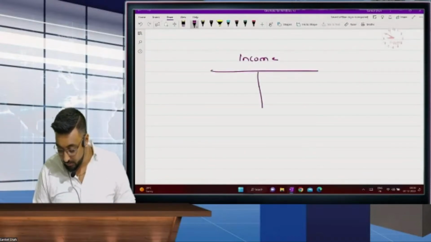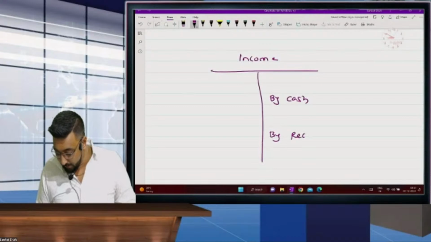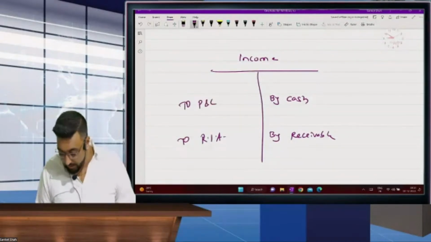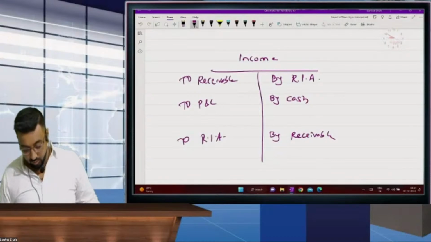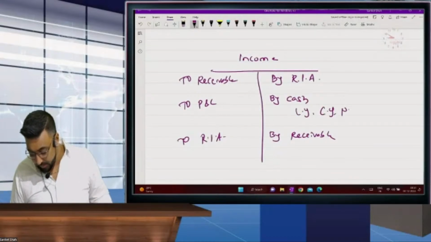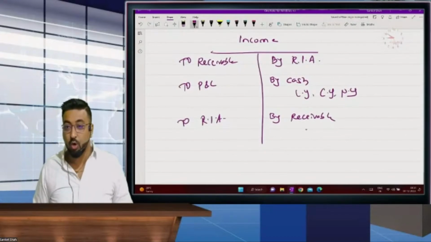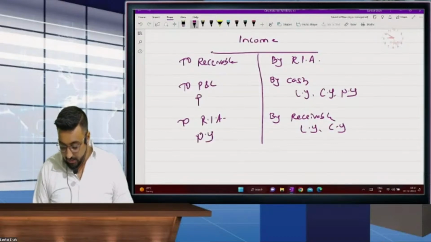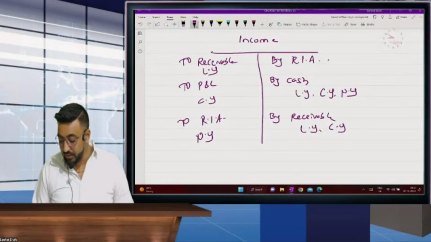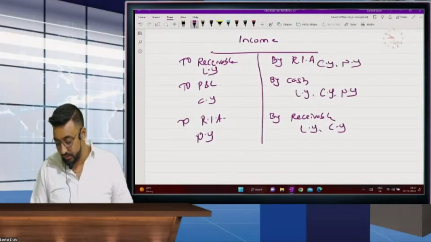Income pro forma by cash, by receivable, to received in advance, to P&L, by received in advance on the opposite side, and to receivable. So this is how you can recall this pro forma. So this is last year, current year, next year. Receivable is always for last year or current year, and received in advance next year. P&L only current year, and opening receivable last year, and opening received in advance might be current year or next year.